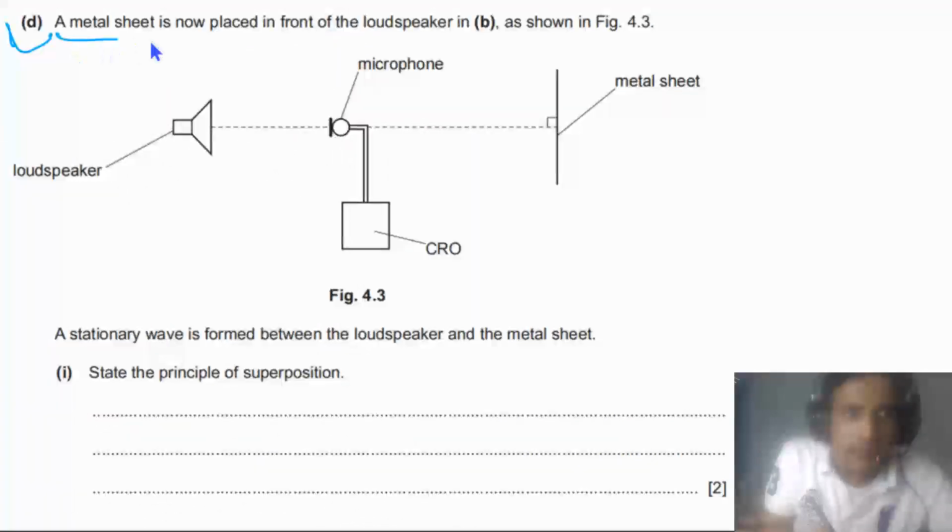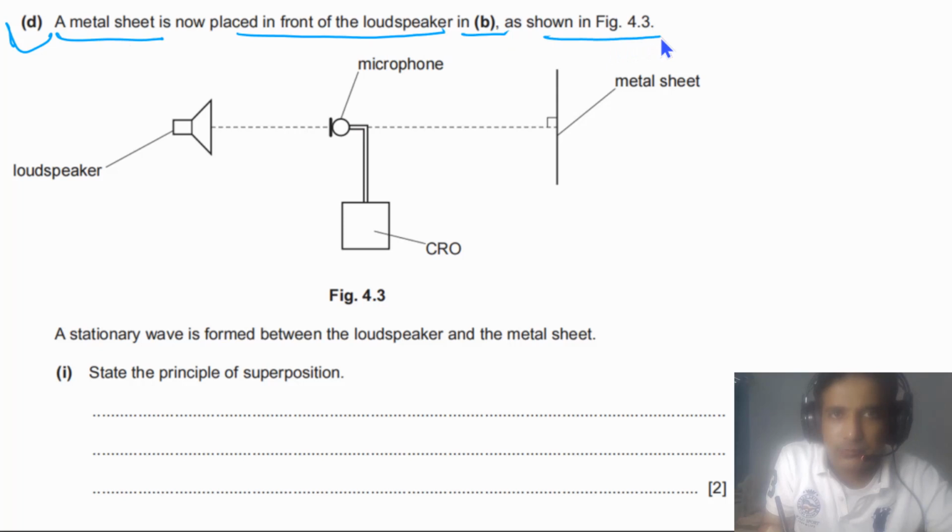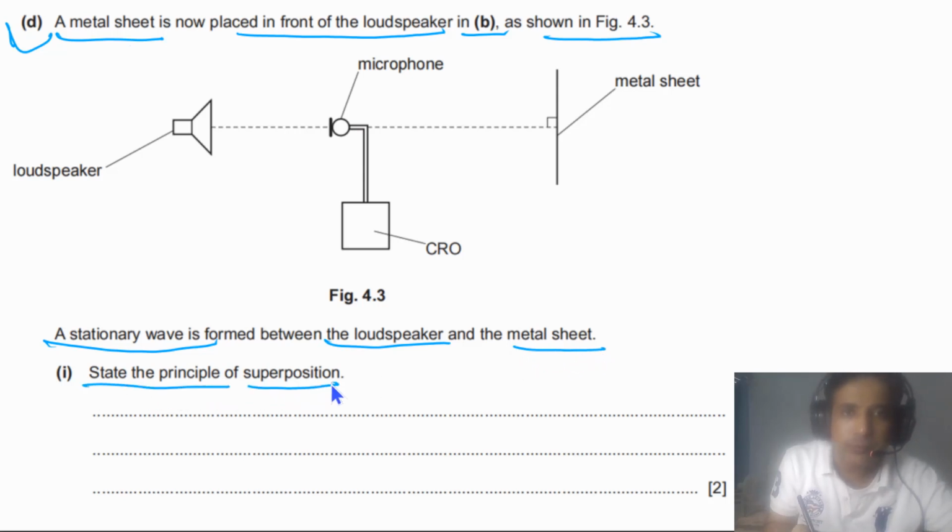Part D says a metal sheet is now placed in front of the loudspeaker in B as shown in figure 4.3. A stationary wave is formed between the loudspeaker and the metal sheet. State the principle of superposition.